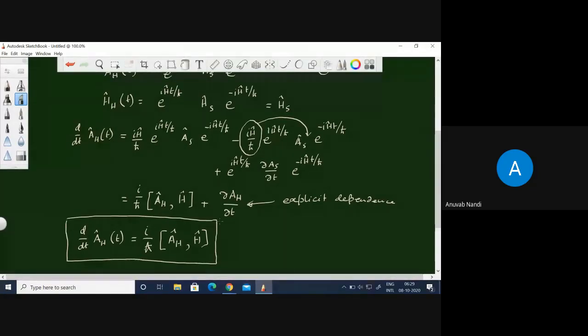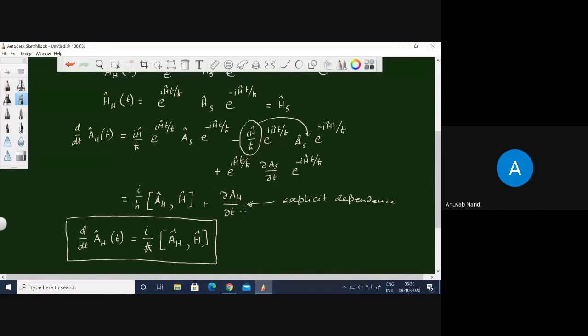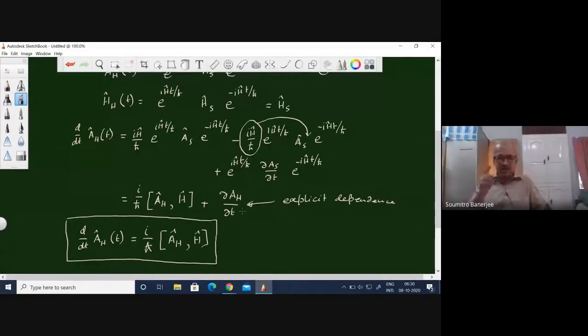Yeah. So the thing is that we are taking e to the power i H t by h cross, del A_S del t, and then the other U operator. So it should be the Heisenberg picture of del A del t, not del A_H del t, probably. Heisenberg picture of del A del t. Not A_H, I mean that del A, not a del A_H del t at all. So you mean to say it is something like this?